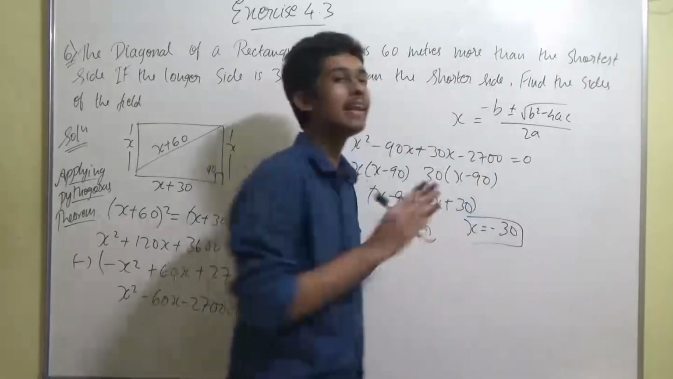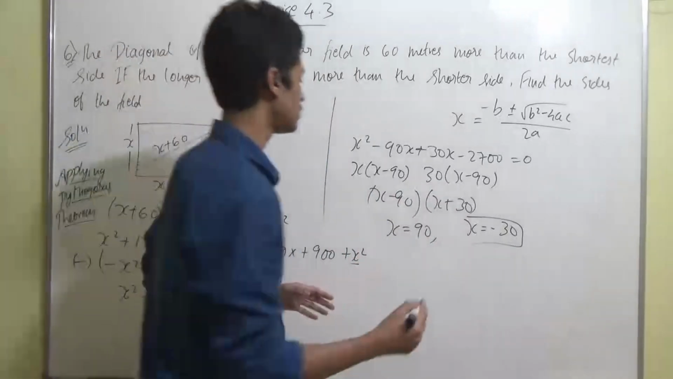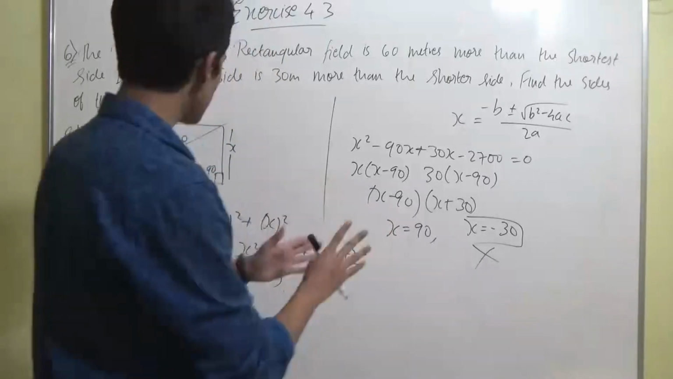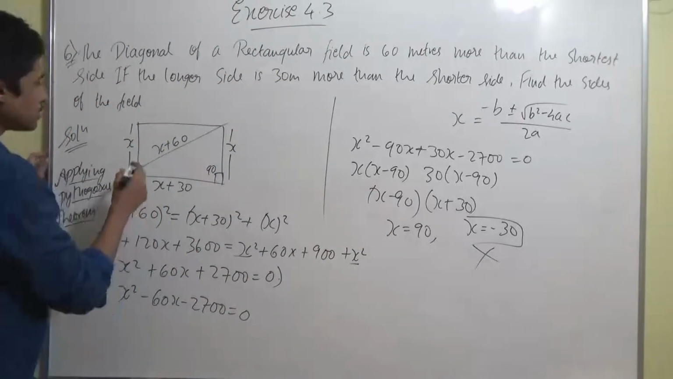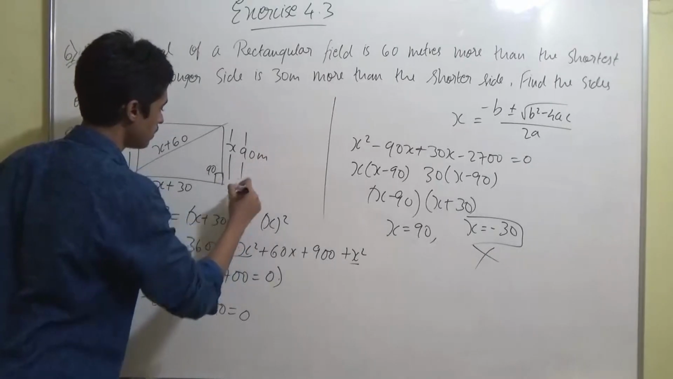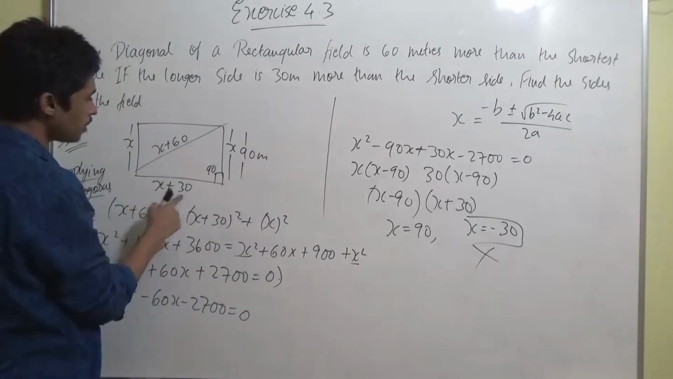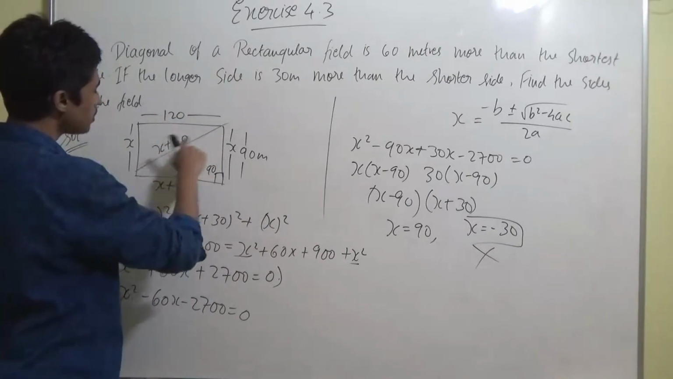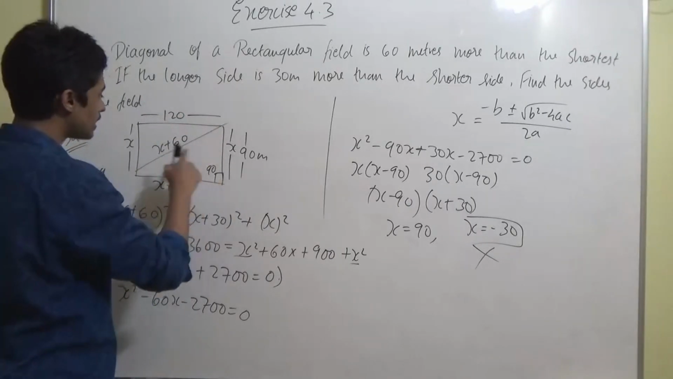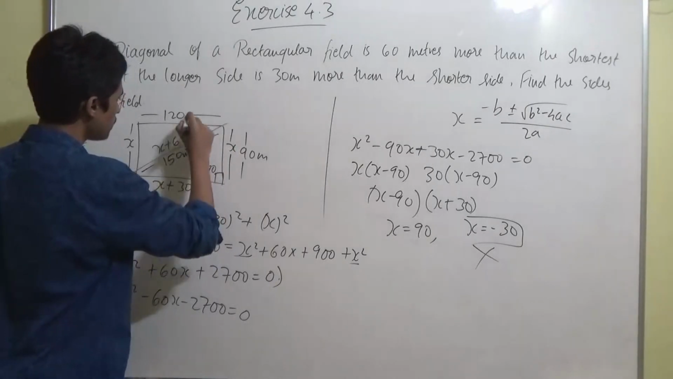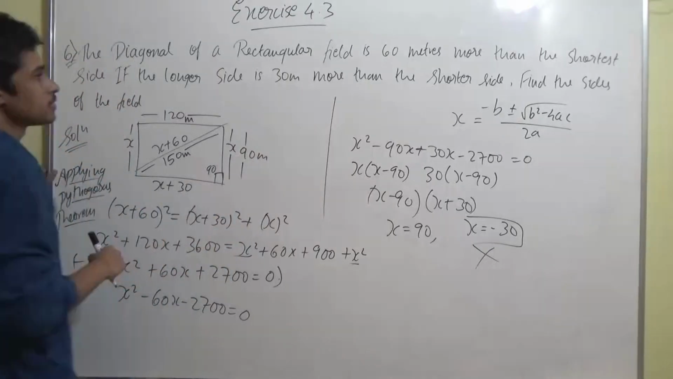And guys, can length be negative? Not possible, right? So we'll just cancel this answer, we won't consider that. So x equal to 90, which means the breadth equal to 90 meters, and the length will be equal to 90 plus 30, that is 120 meters, and the hypotenuse will be equal to 90 plus 60, that is 150 meters. Correct? That's it guys.